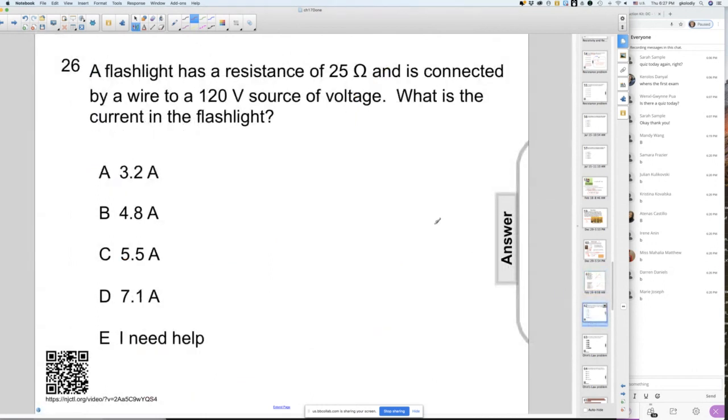So let's do a couple of examples of using Ohm's law. It's not very complicated, it's pretty easy. Anything that uses up energy in a circuit is a resistance. A flashlight uses energy, obviously, it lights. So it has a resistance. Let's say the resistance is 25 ohms, and you connect it to a 120 volt source, which is your household voltage. What is the current flowing?